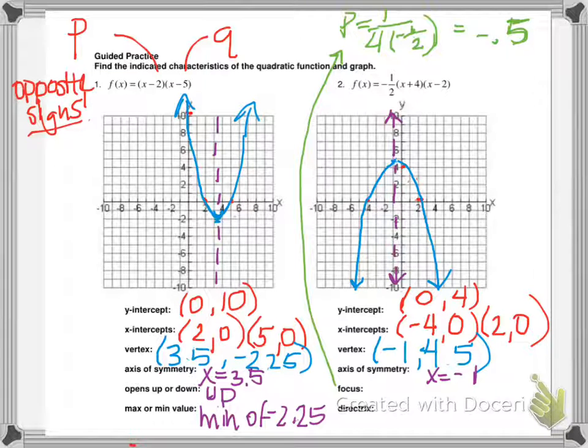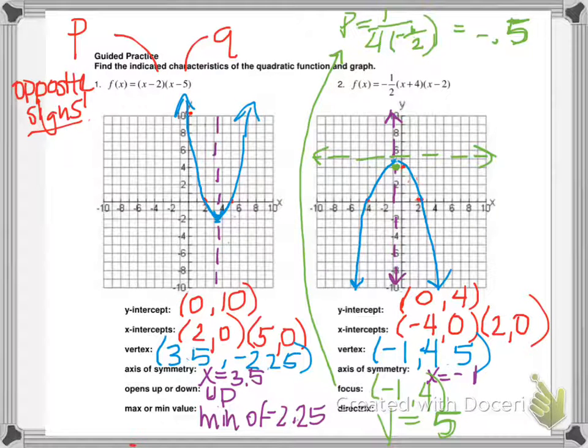So my focus will be right here, about 0.5 in, which will put my point at (-1, 4). Remember, your focus is always on that axis of symmetry, so it's always going to have the same x value as your axis of symmetry and your vertex. Now to find my directrix, I count from my vertex the opposite direction, above my graph. 0.5, and that should take me to y equals 5, and I'm going to draw this line right there.